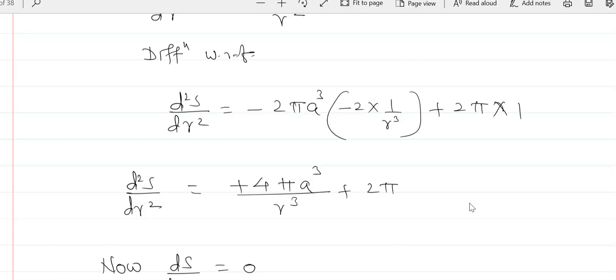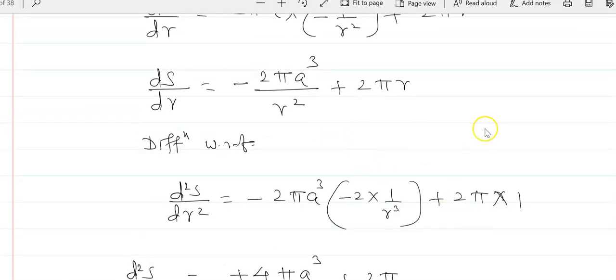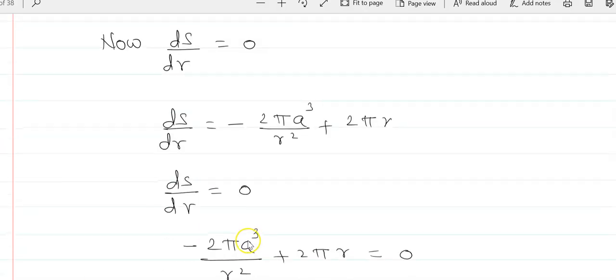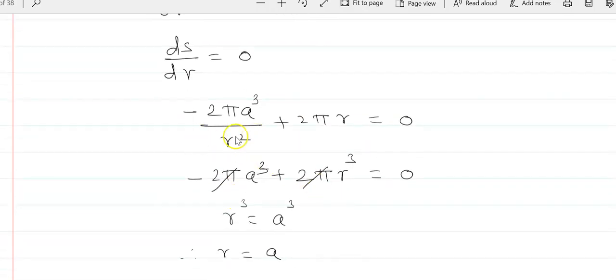Now we equate the first derivative to 0. Therefore dS/dr is equal to 0, that is −2πa³/r² + 2πr is equal to 0. After simplification, multiply on both sides by r². Then you will get −2πa³ + 2πr³ is equal to 0. r³ is equal to a³. r is equal to a.